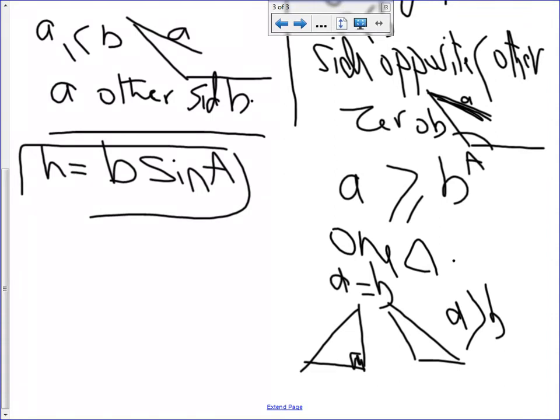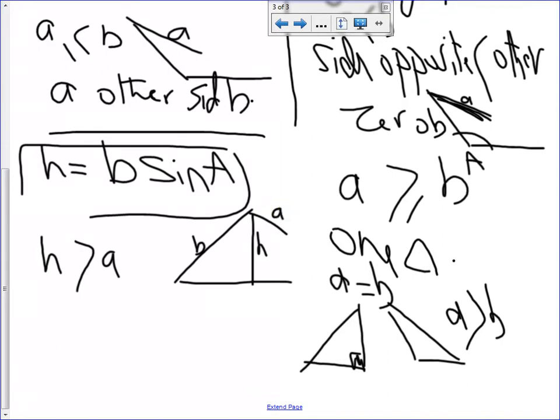But if I have this height, what do we have in this case? If the height is greater than a, we can't draw any triangle. Here I have side b and the height, and a is smaller than the height. So if the height is greater than a, it means a is less than the height, so this one is zero triangles.